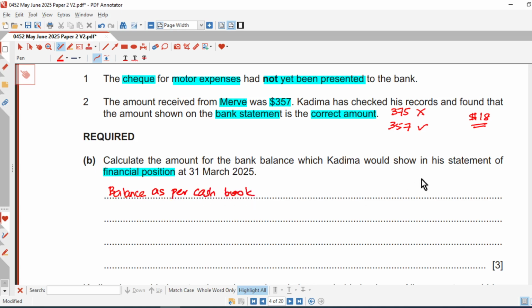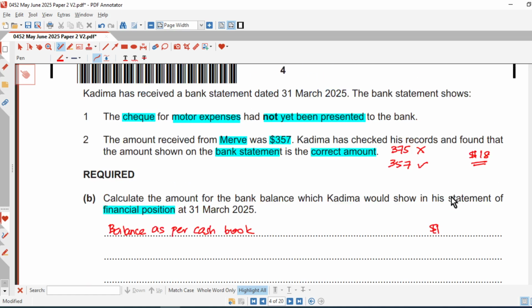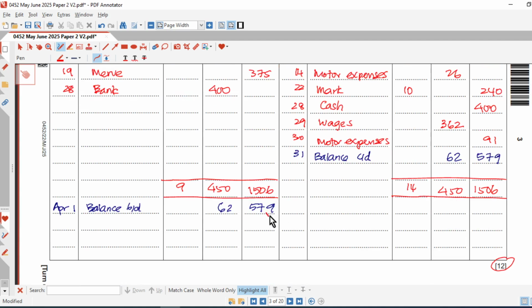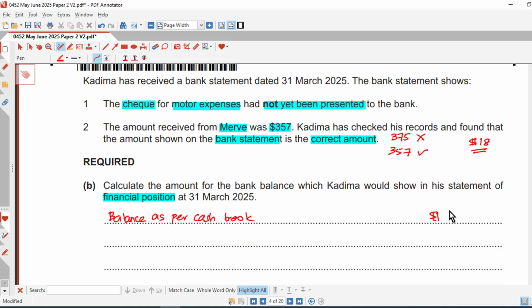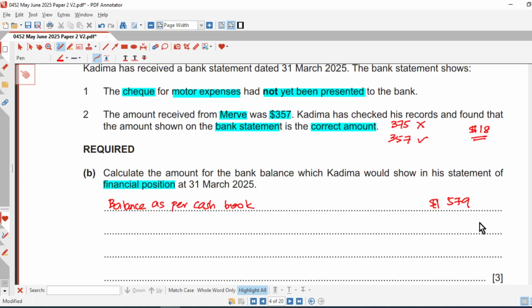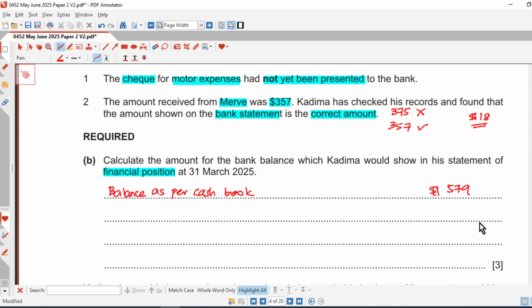So the balance as per cash book, we calculated our bank balance to be 579. So I'm going to plug that in here. In fact, there's no bank statement balance given. So we're not going to start with the bank statement at all. We're going to start with the balance as per cash book. Now, we're going to end with the balance per adjusted or the balance per revised cash book because you don't take the bank statement balance into the financial position. Remember that, right? So there's no adjustment for transaction 1.